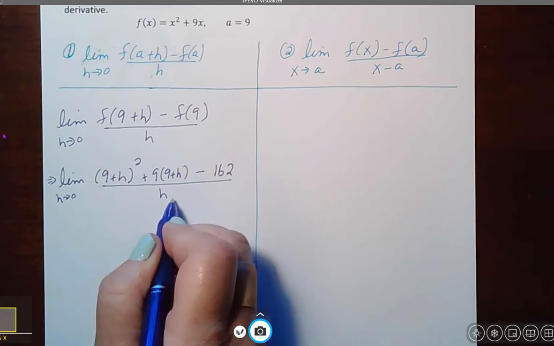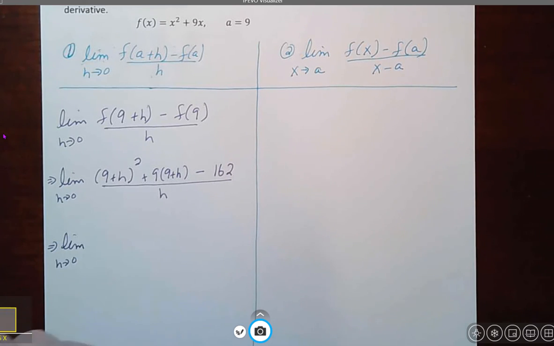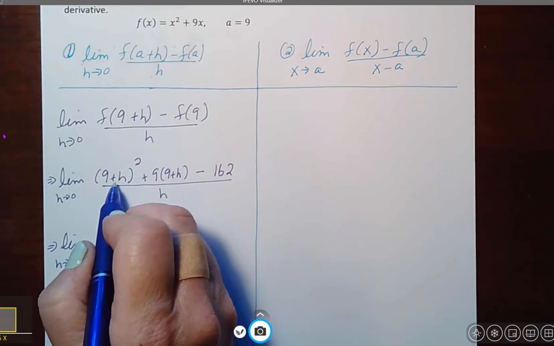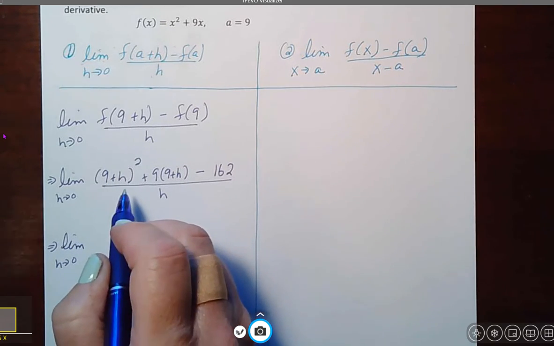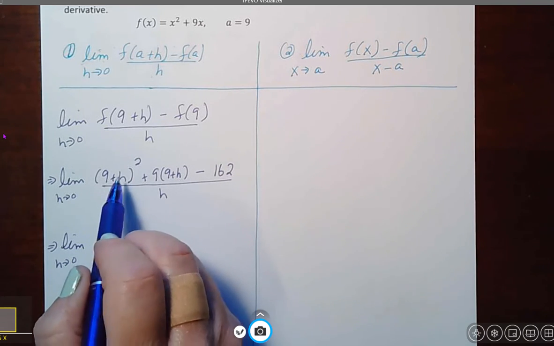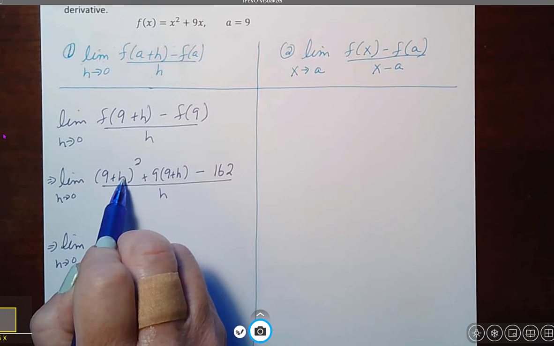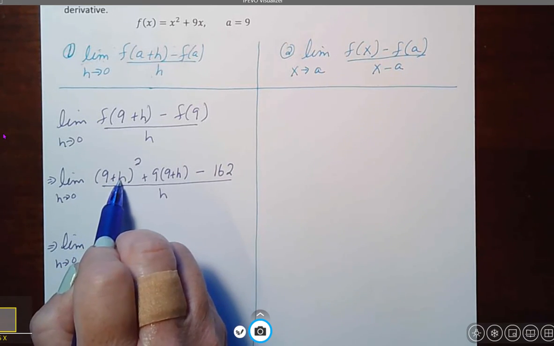Okay, so now we're going to simplify it. Now we're just getting into some pure algebra here. 9 plus h quantity squared. So basically you want to FOIL it. 9 plus h times 9 plus h, FOIL it and simplify it. Now, I'm going to tell you that there is a shortcut. Whenever you are squaring a binomial, the shortcut is you square each term.